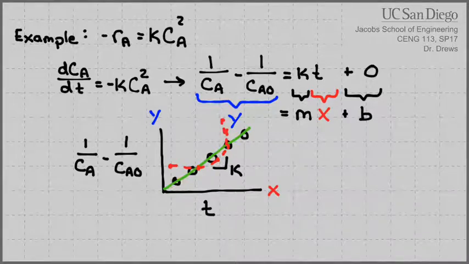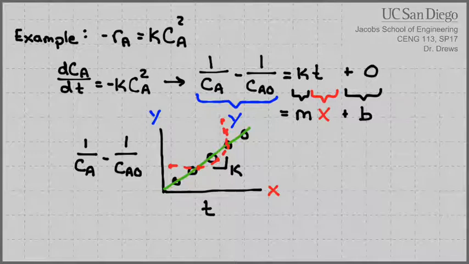So if we plot 1 over C_A minus 1 over C_A0 versus t, and we don't have a straight line through there, that means that's not the correct rate law. It doesn't mean that there's anything wrong with what you did, it just means your experimental kinetics don't behave like the rate law that you've assumed. But it doesn't necessarily mean that anything is wrong.